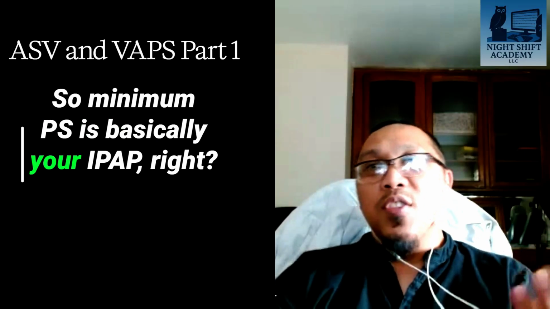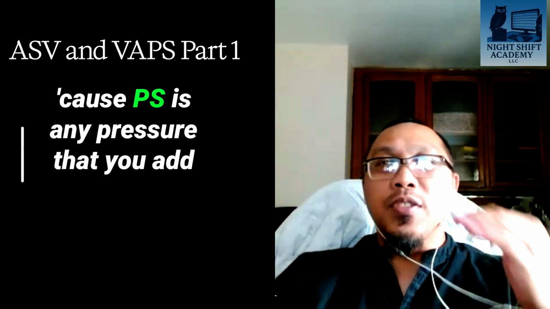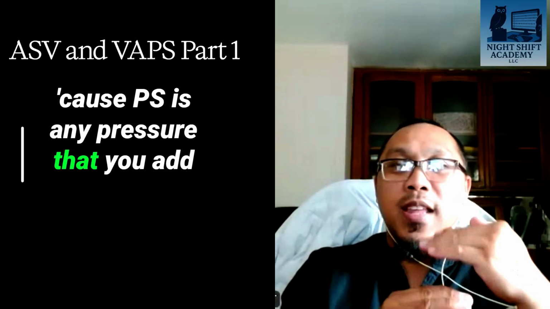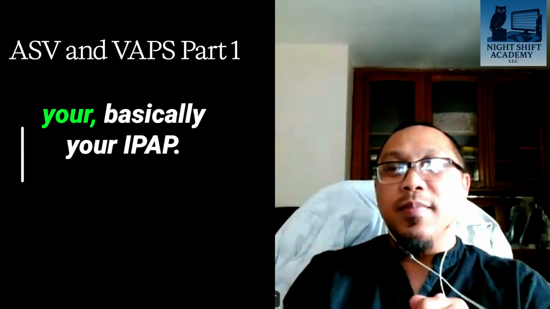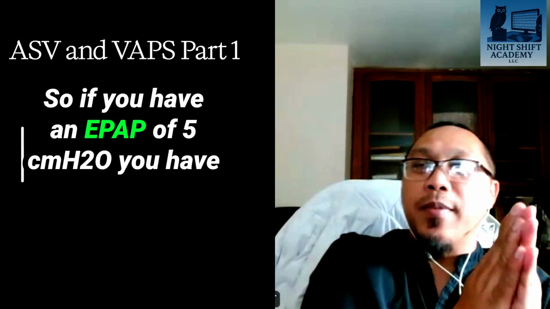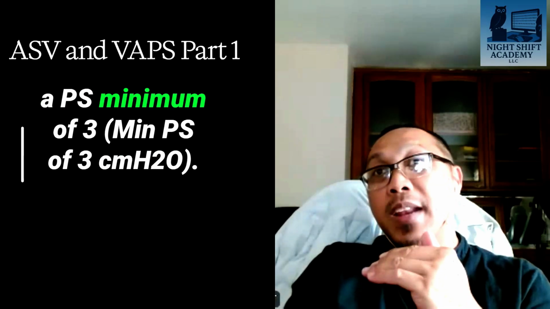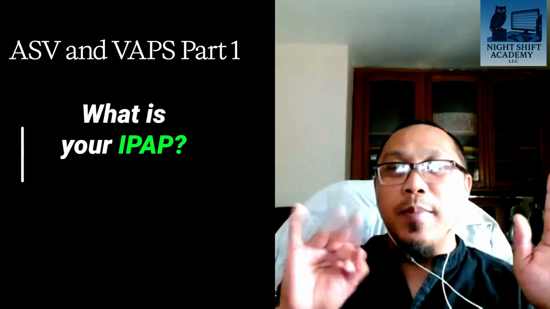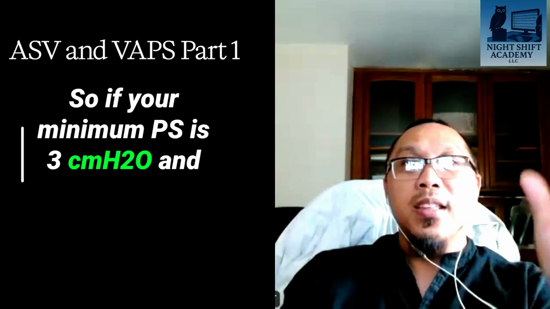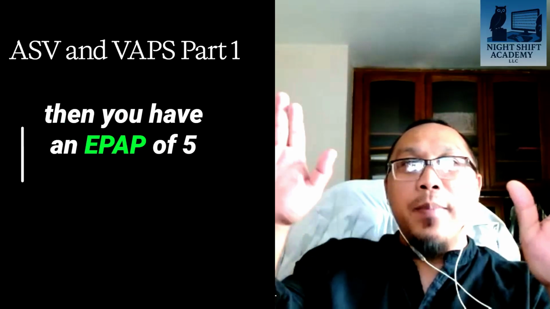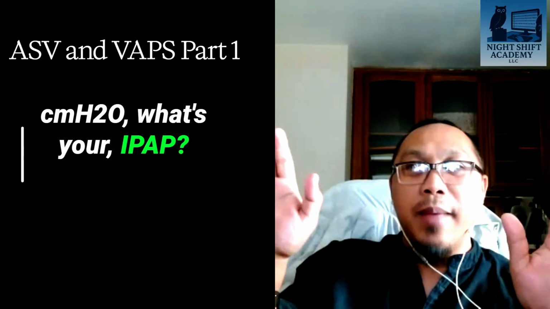So minimum pressure support is basically your IPAP, right? Because pressure support is any pressure that you add on to your EPAP, which gives you your IPAP. So if you have an EPAP of 5, you have a pressure support minimum of 3. What is your IPAP? If your minimum pressure support is 3 and you have an EPAP of 5, what's your IPAP? You combine it.